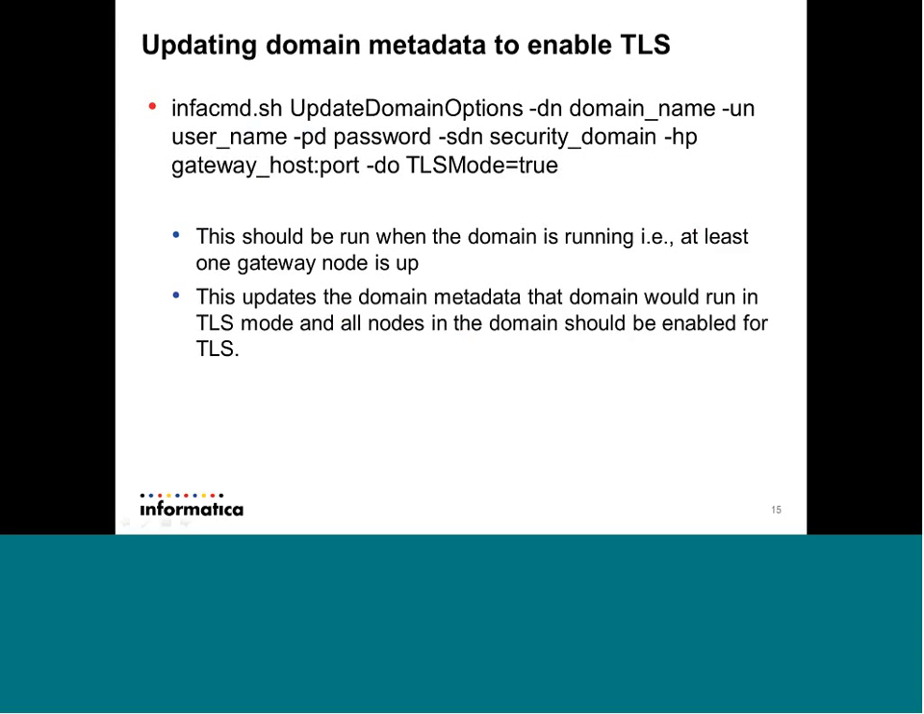And so after these steps, we are done creating the keystores and truststores for the node process and also for the admin console process. Now the next step is to configure PowerCenter to point to these keystores and truststores and enable PowerCenter with SSL. So for that, when the domain is up and running, that is at least one gateway node is up, run the update domain options command and set the TLS mode to true. Okay, so this ensures that the domain metadata is updated saying the TLS mode or the SSL is enabled for the domain.